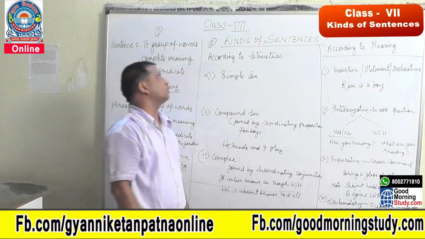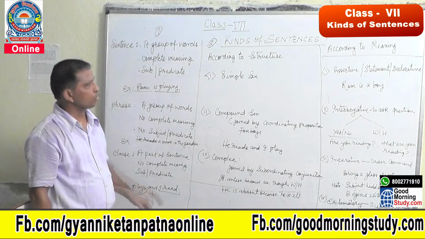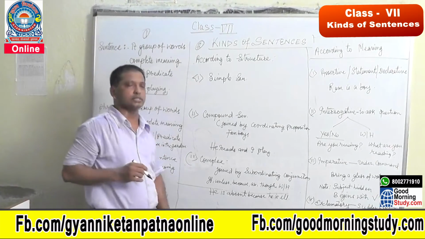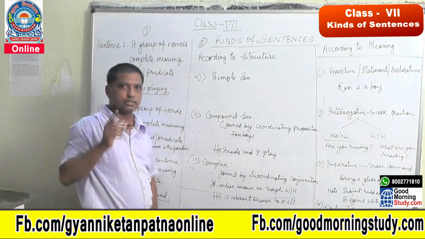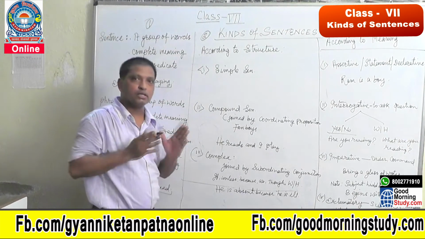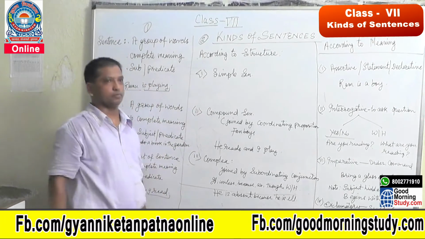So now, after understanding page 1, sentence, phrase and clause, now come to the second page, that is the kinds of sentence. In this page we will see the kinds of sentence according to structure. That means how many subjects and how many predicates a sentence is having.